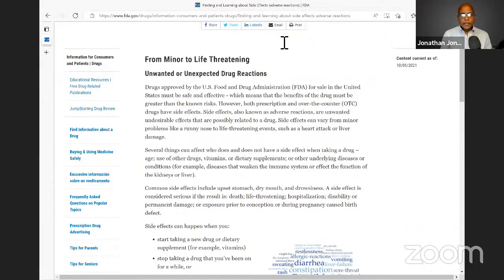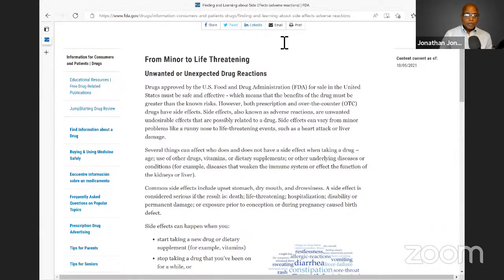Then it says, so that you can understand what your personal risk is, side effects can vary from minor problems like a runny nose to life-threatening events, such as a heart attack or liver damage. So now you can consider yourself warned. You have been told that the side effects you get could be as harmless as a runny nose, or as serious as a heart attack. And you could literally drop dead from that.